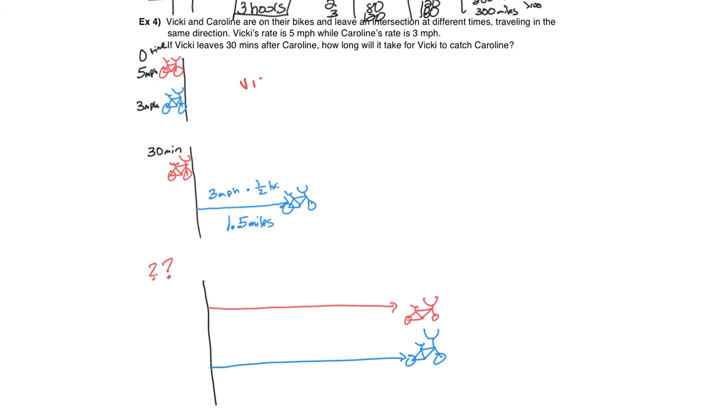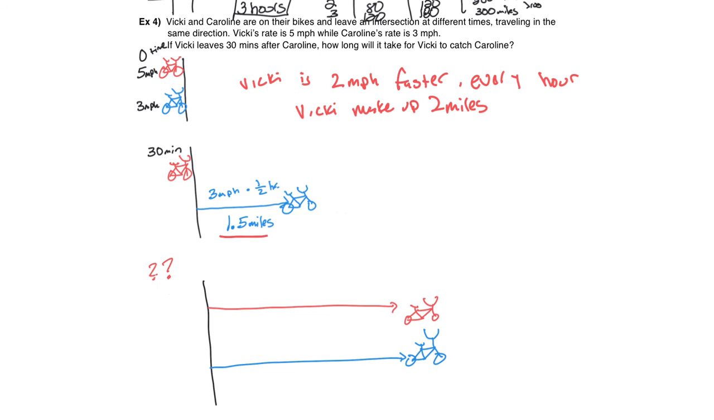Vicky is 2 miles per hour faster. That means every hour, Vicky will make up 2 miles. Well, how much does Vicky have to make up? 1.5.